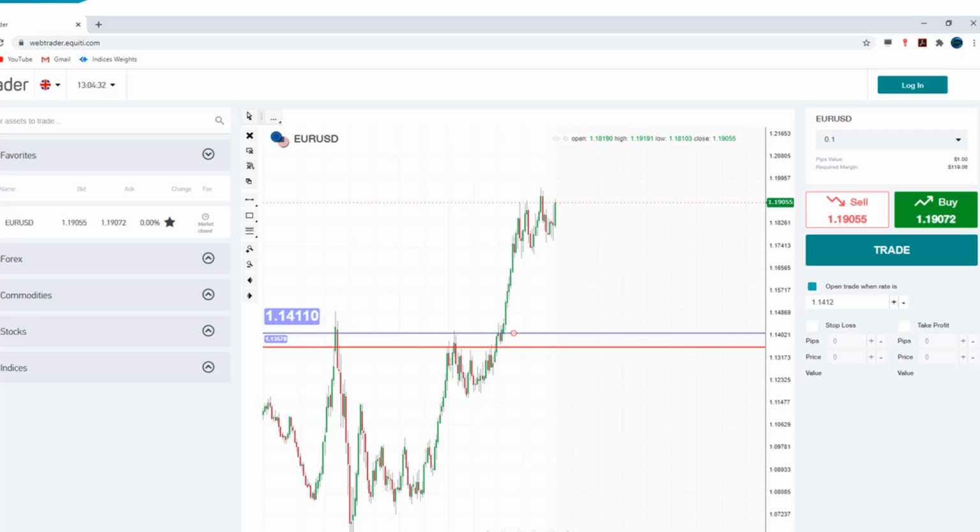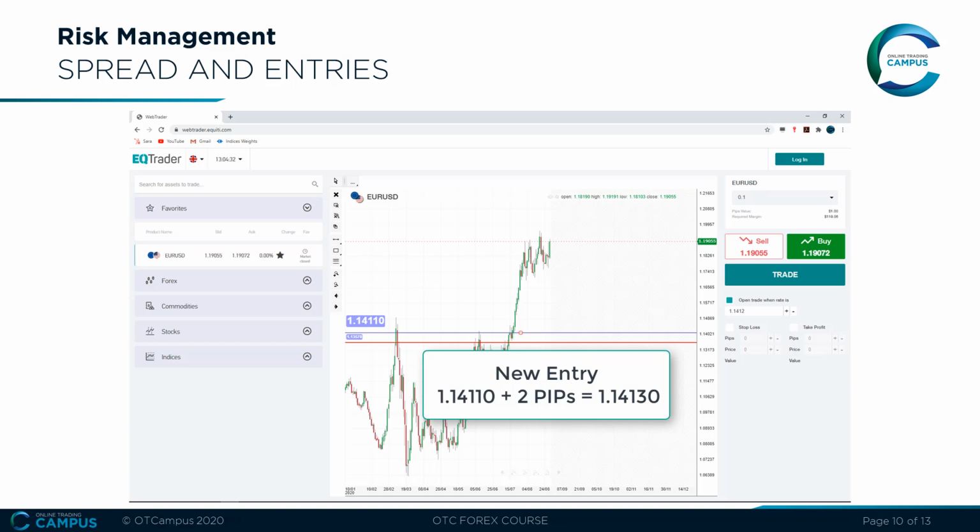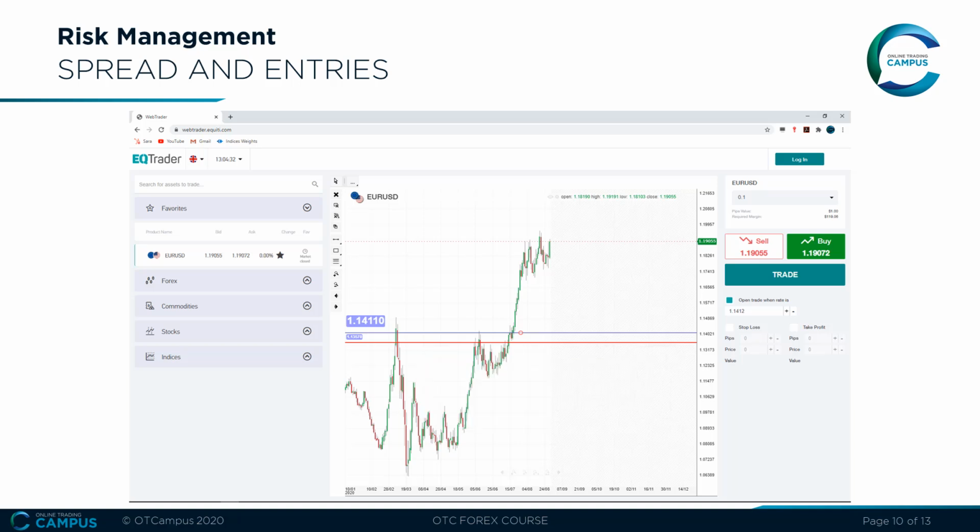Now, how could we scientifically manage this risk of not being filled? We would simply add the spread to the proximal entry. So here we would add 2 pips to 1.14110. In this case, our entry should be 1.1413. And lastly, if you're going short, this doesn't matter because you're selling to a willing buyer. You are selling at bid, and the prices you see in this chart are bid prices. So you would be filled at the price shown in the chart.